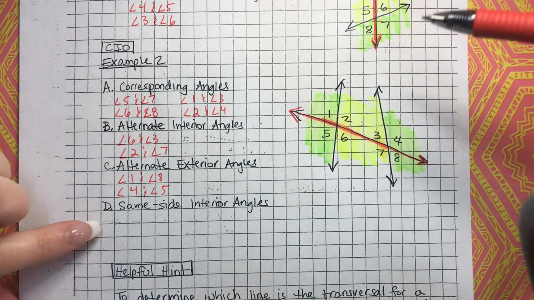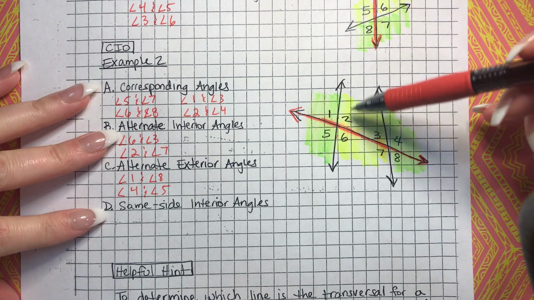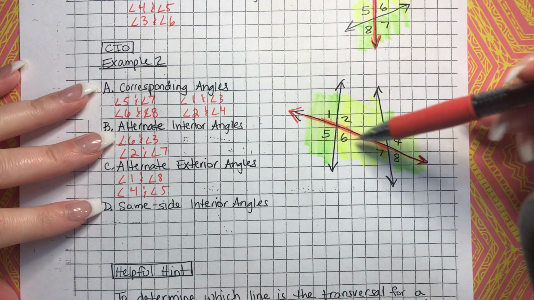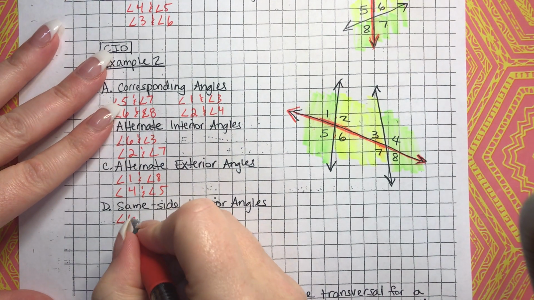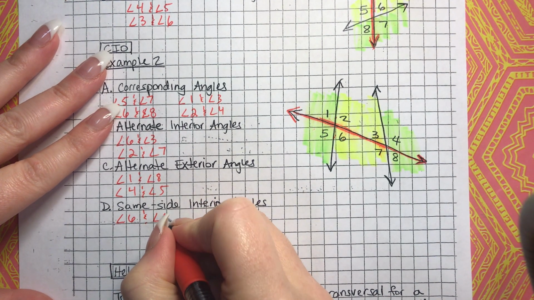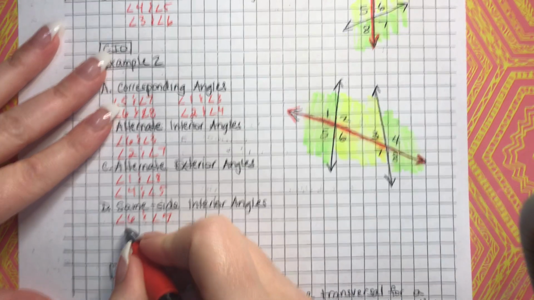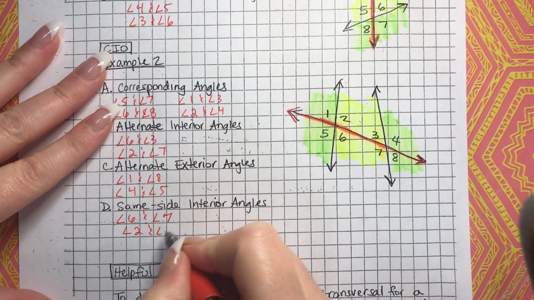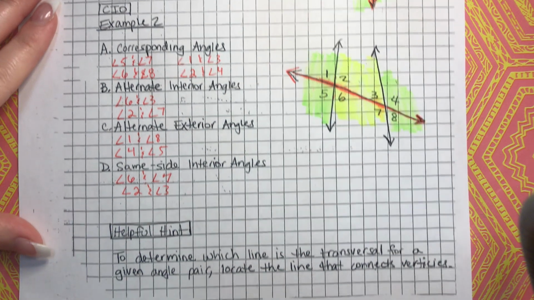Okay, lastly, same side interior angles. So we're back with the interior angles, but they're on the same side of the transversal. So that would be 6 and 7 here. And lastly, angles 2 and 3. So if you have all of those written down, yokoden ki mashita, you're doing a great job. If you're missing some, go ahead and fill in the ones that you missed.